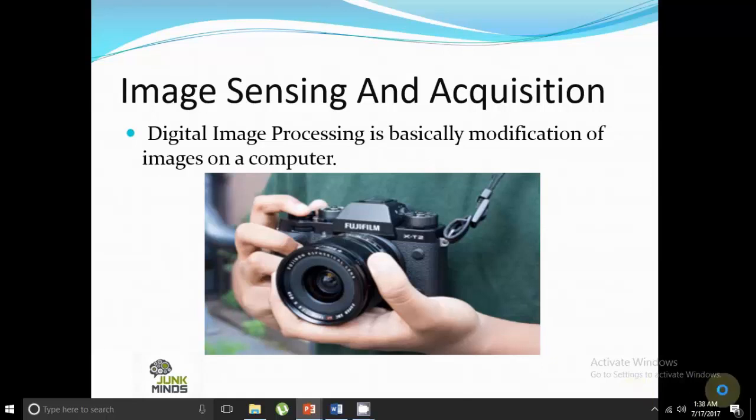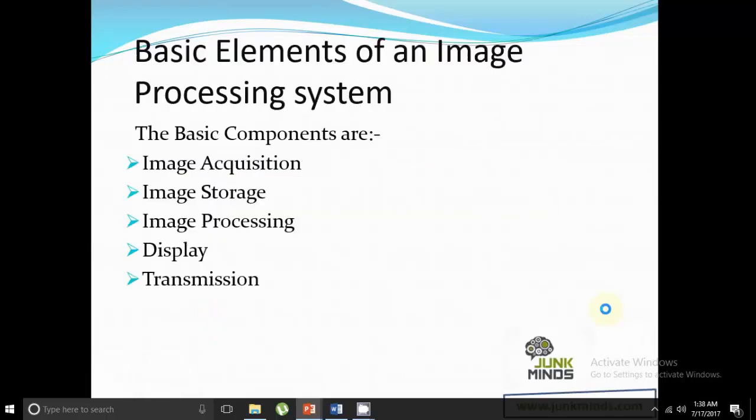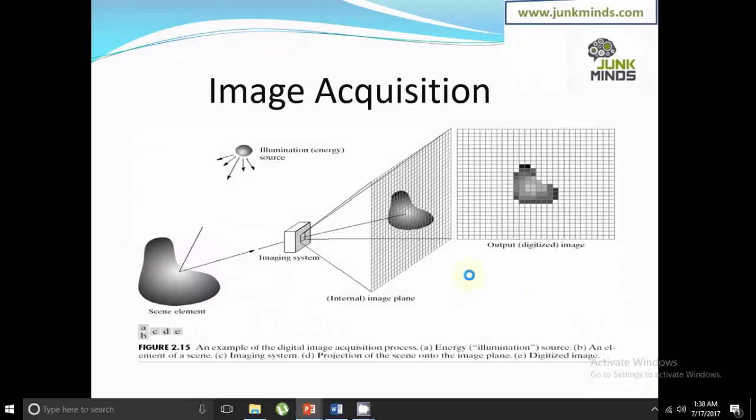If I talk about digital image processing, it is basically the modification of different kinds of images on a computer. Now, these are the basic elements of an image processing system: image acquisition, image storage, image processing, display, and transmission. Now, this exactly is image acquisition.